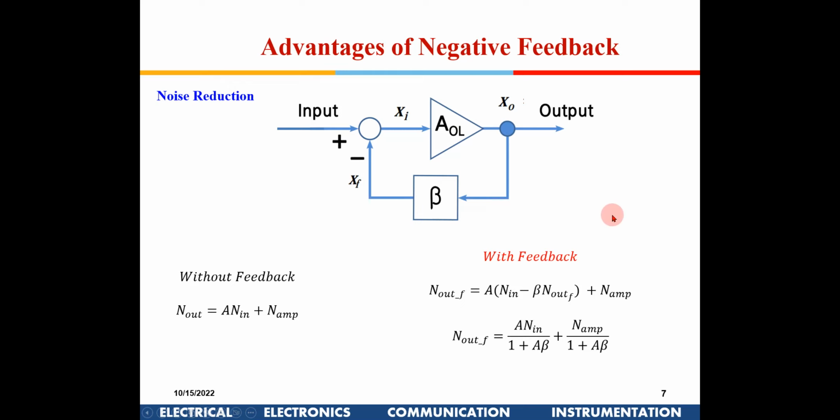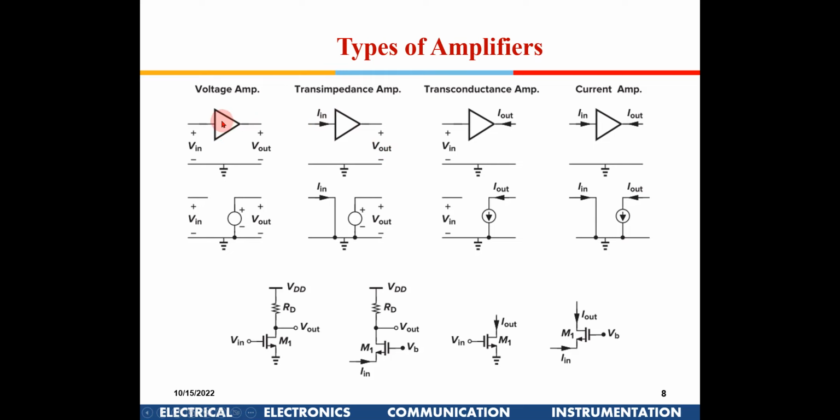Now there are different kinds of amplifiers. One is known as a voltage amplifier, where you give an input voltage and you get an output voltage, an amplified version. There is something known as a transimpedance amplifier. You give an input current and you get an output voltage, right? So here the gain will be known as G or AV.